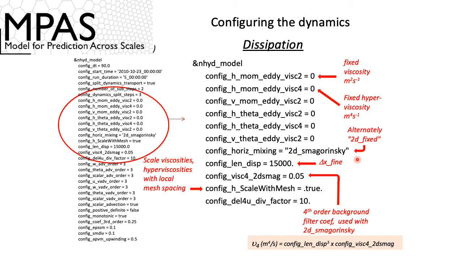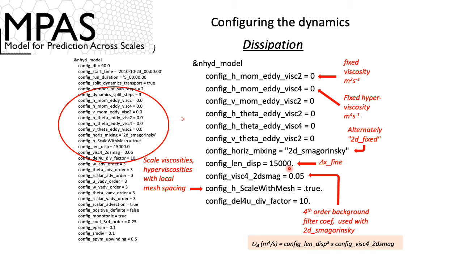Now, if you choose to use 2D Smagorinsky as default, there's also a parameter here, config length dissipation, and that should be set to the fine mesh length scale, or essentially the nominally smallest cell-centered distances on the fine mesh. So if you've got the 15 to 3 kilometer mesh, that should be 3,000 meters. If you've got a 60 to 15 kilometer mesh, that should be, as it's written here, 15,000 meters. The units of this are meters, and you need to set that.